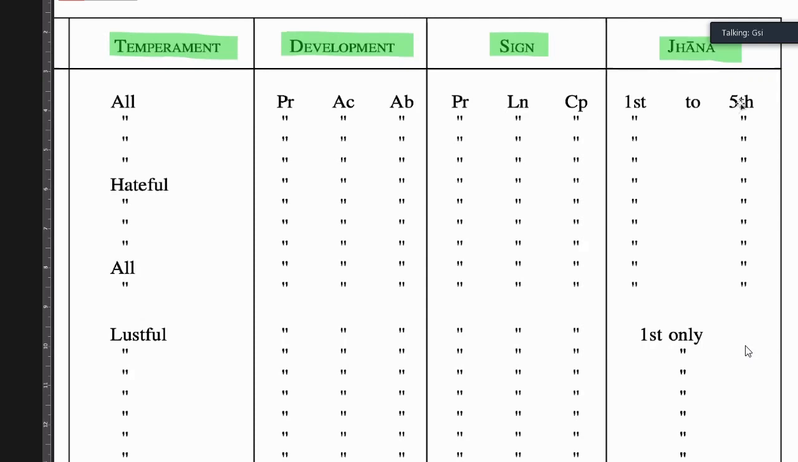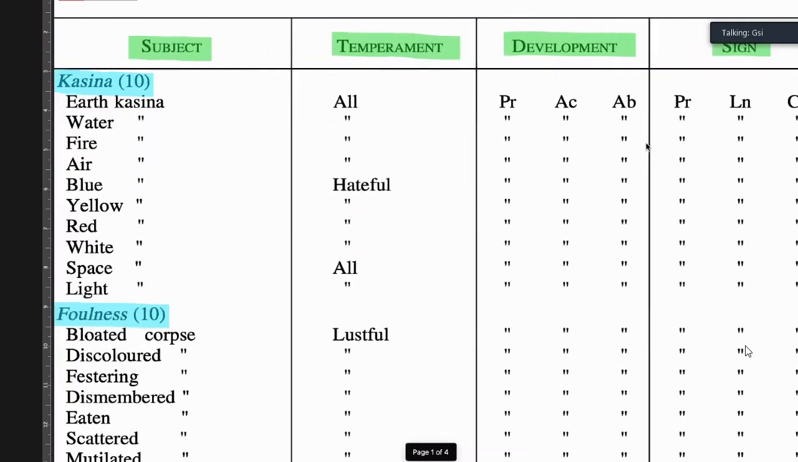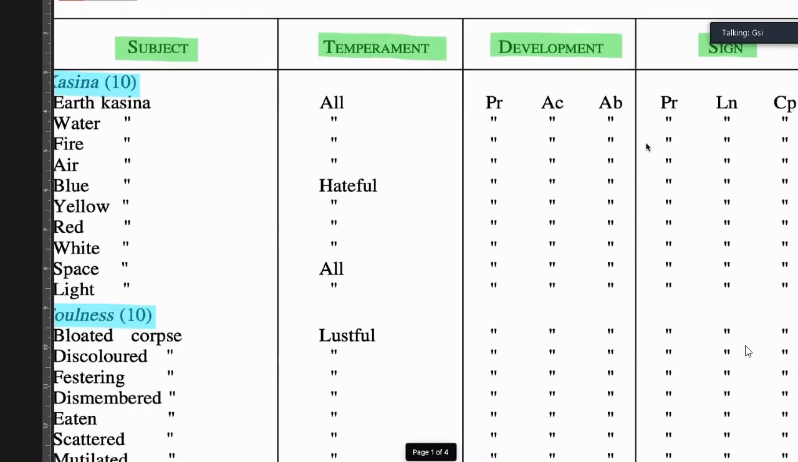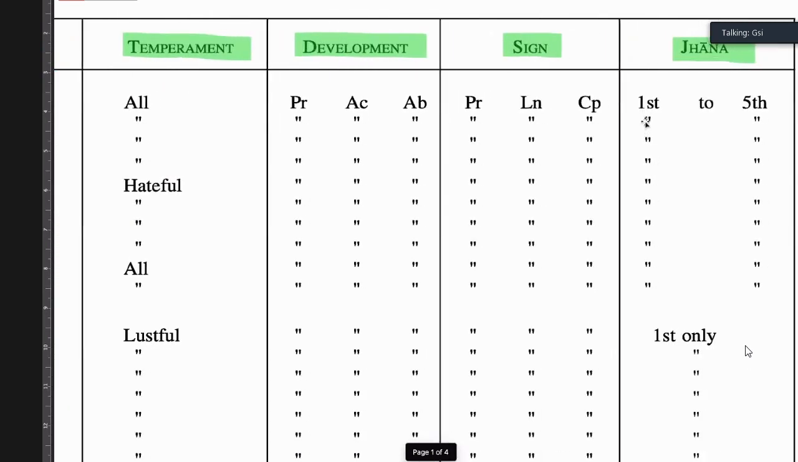But here, as I said, in the Abhidhamma, they mention 5 jhanas. But since we are talking here using the sutta approach, then we have 4 jhanas. So first to the 4th jhana is perfectly all right. So here the earth kasina, you are able to attain from first jhana to the 4th jhana, or the 5th jhana in the Abhidhamma terms.